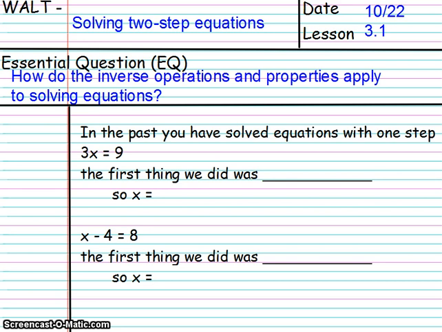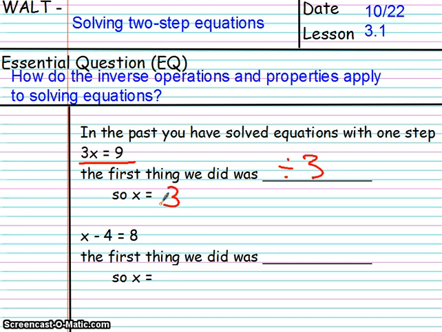So we know that before we used to do one-step equations. We just had something simple like 3x equals 9. So the first thing we did was, well, we're multiplying by 3, so we're going to divide by 3. We divided both sides by 3, and so x equals 3.